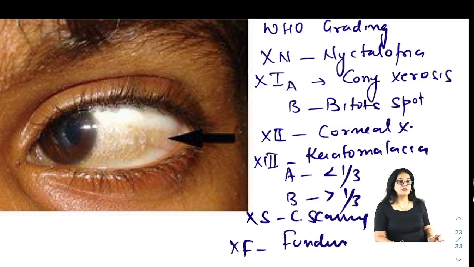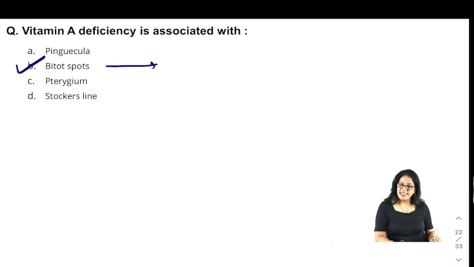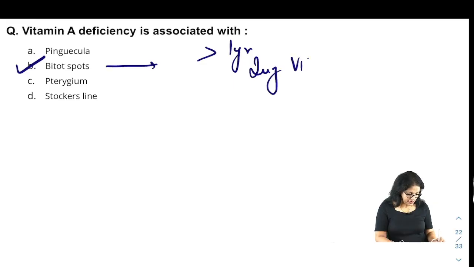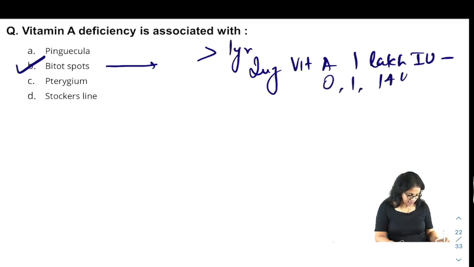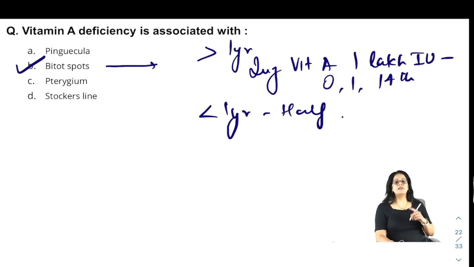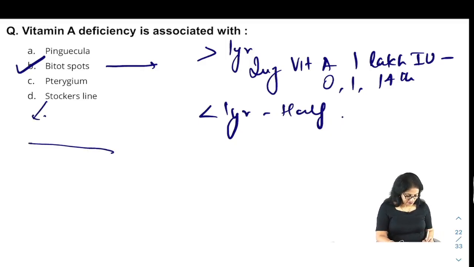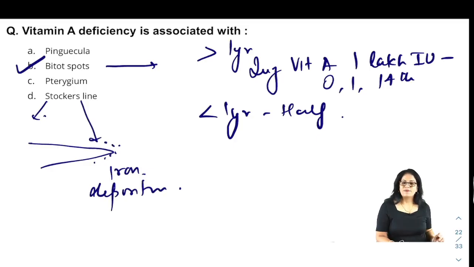Another thing they can ask you is treatment. What is the treatment of vitamin A deficiency? If your patient is more than 1 year, we give injectable vitamin A 1 lakh international unit on 0, 1 and 14 days. Will not forget this. And if the child is less than 1 year, we halve the dose. And of course, if you are giving oral, you double the dose, right? And everybody knows what is Stocker's line. So at the head of the pterygium, this iron deposition that occurs is what is called Stocker's line. Hope you remember this.